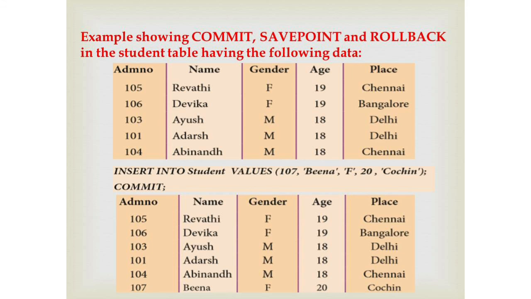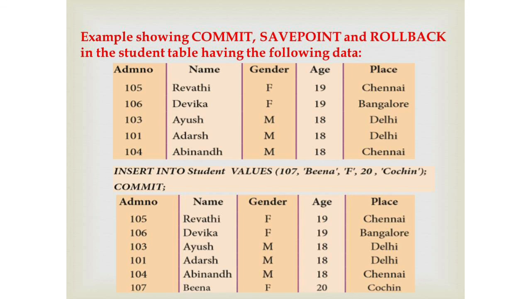Commit means what? The commit command is used to permanently save a transaction, so that you can't roll back to the previous position. So commit means the particular data will be permanent. That's it. Now after executing this, you can see this table.